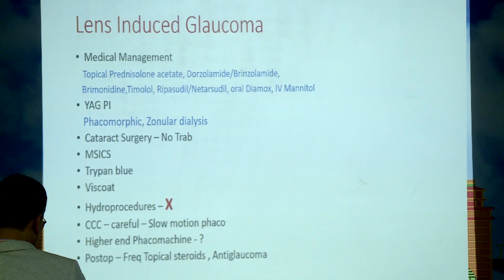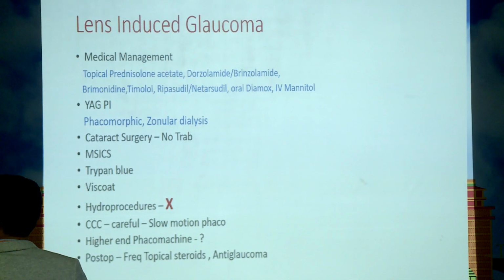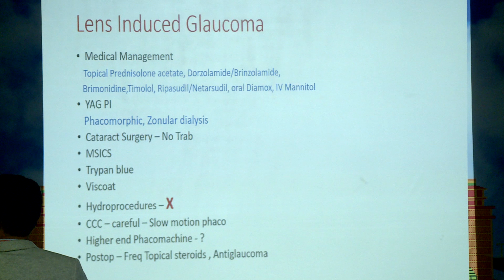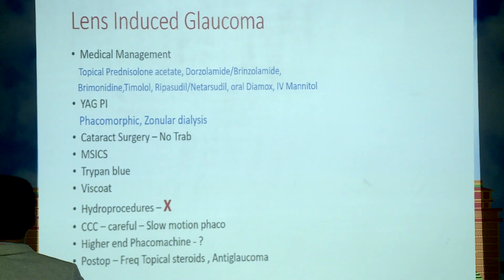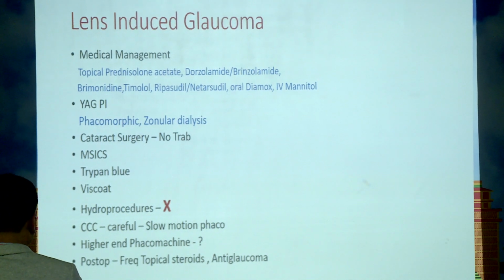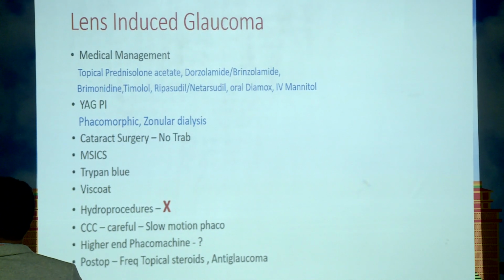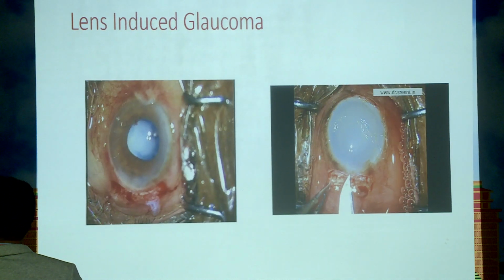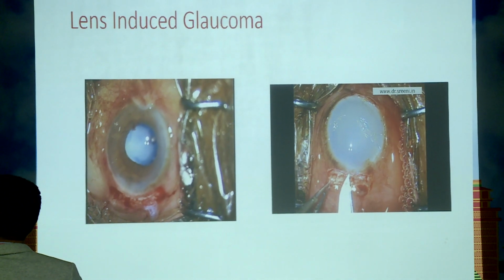Do you need a higher end phacoemulsification machine to manage these cases? Not really. Whatever phacoemulsification machine works for your other cases works really well in these cases. Postoperatively, use frequent topical steroids, and anti-glaucoma medications are to be continued till you really are sure that they are no longer required. See, these are two videos.